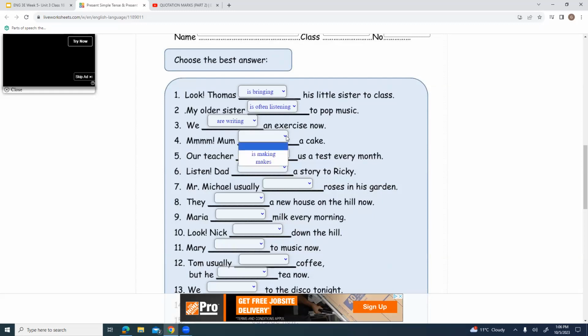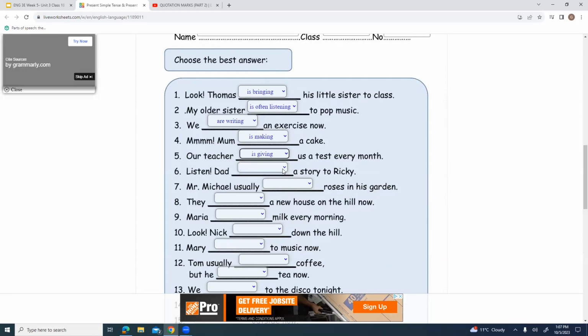Mom is making a cake or mom makes a cake. The "is" would imply it's happening right now. So I would go with "is making." Our teacher is giving us a test every month or gives us a test every month. It's happening repeatedly. I would kind of go with that. Listen, Dad is reading or reads a story to Ricky. Is reading, because it's happening right now.